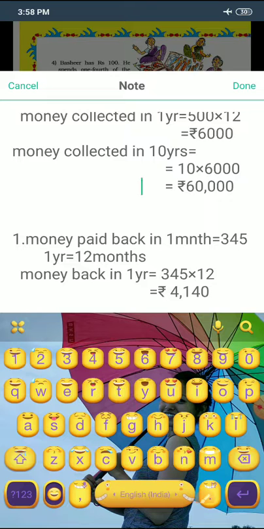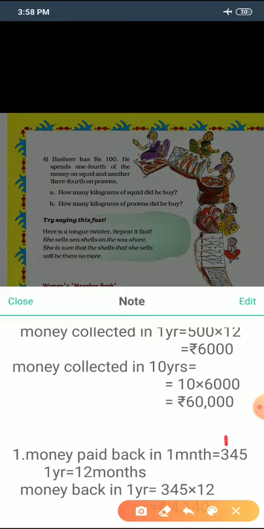Now money paid back in 1 month. She is returning 345 rupees in 1 month. And she is continuously giving for how many months? 12 months. Means 1 year she is giving. So when we will multiply this 345 by 12, we will get the correct answer as 4,140. Means 4,140 rupees she has given to the bank.